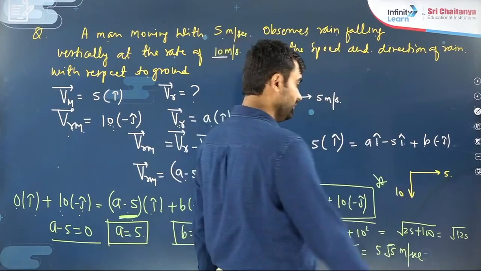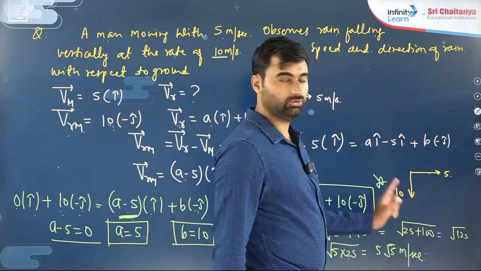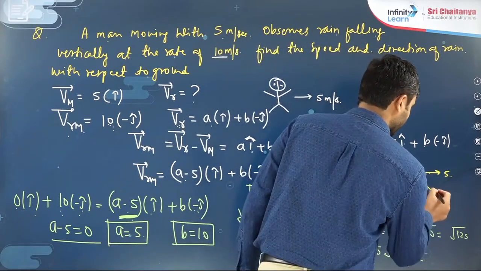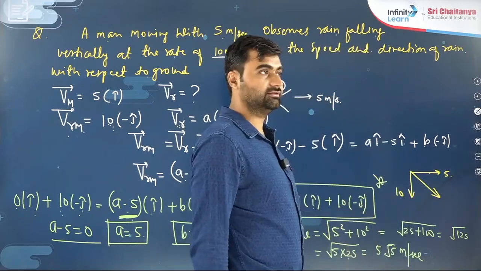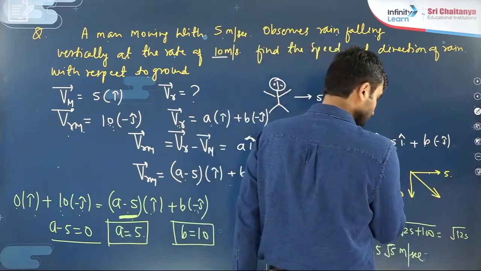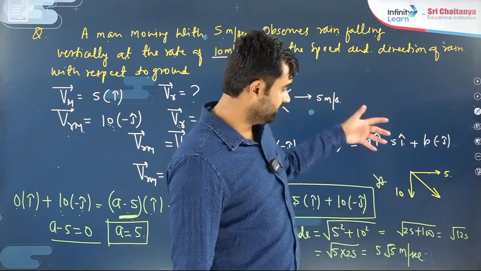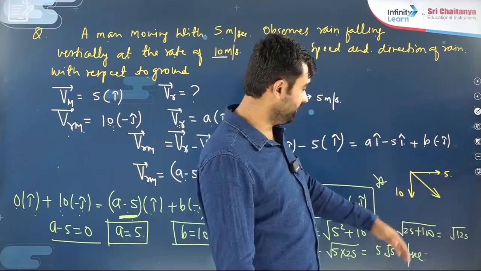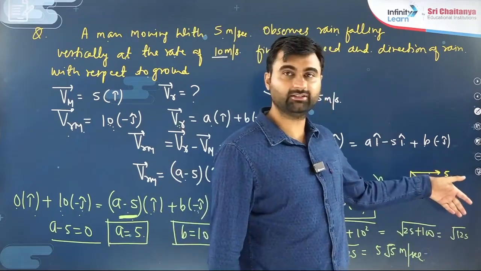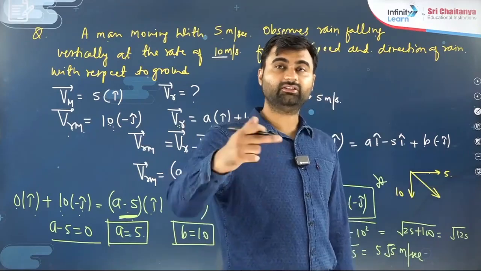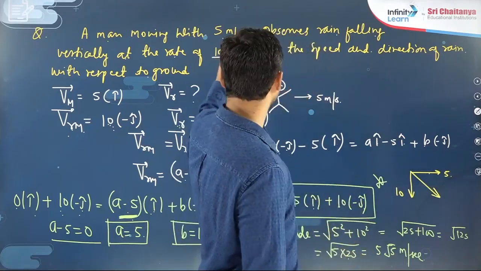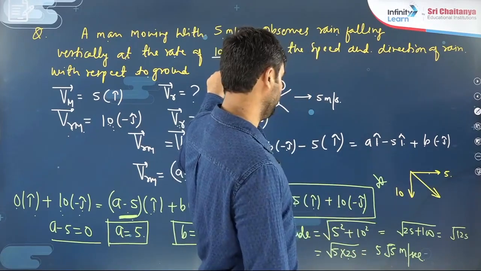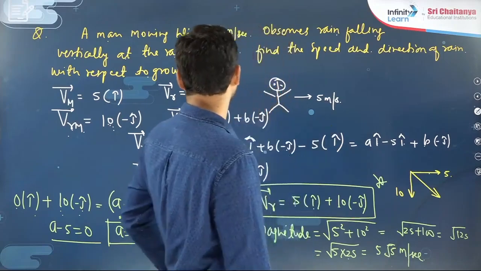Now rain will fall how? Resultant of both. This is the resultant. Okay, so raindrops are falling like this. When the person is at rest, at that time that person will observe that raindrops are falling like this. But when the person started to move with 10 meter per second, then this velocity will change.